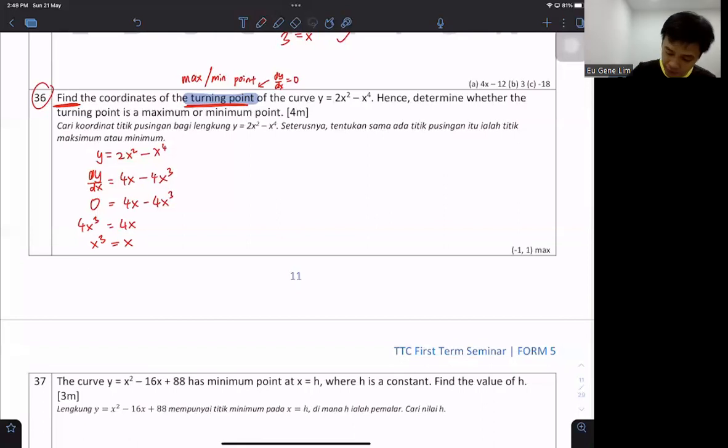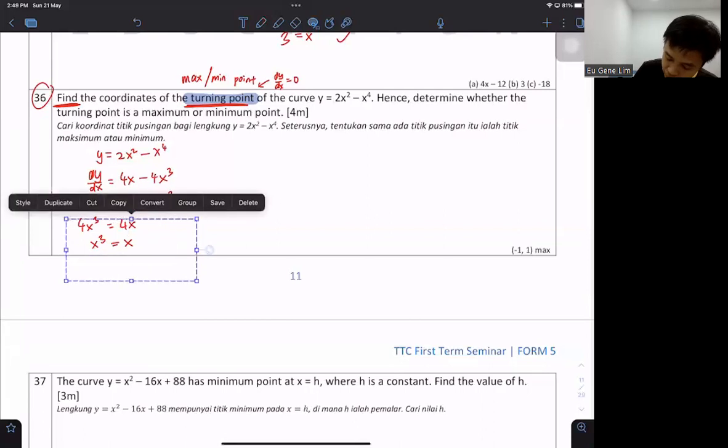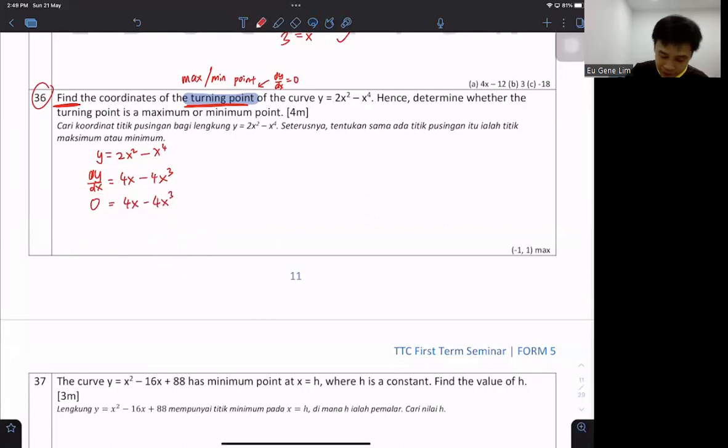Wait, this one we shouldn't bring over. Like this, we cannot find it. We should actually do factorization. You should factorize. Take out 4x. If you take out 4x, inside the bracket is 1 minus x squared.